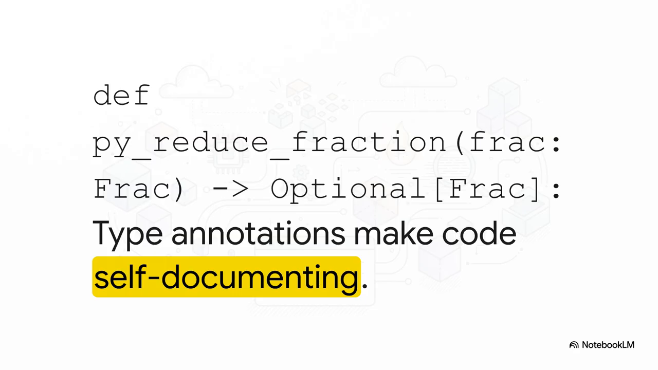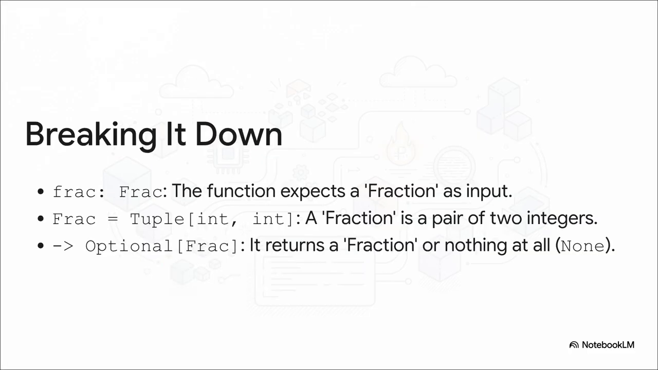Now, when you first look at a line of Python like this, you might think, whoa, what is all that extra punctuation? What's with the colons and the little arrow? These are called type hints, and they are an absolute secret weapon for writing bulletproof code. Let me show you what I mean. It's way less complicated than it looks, I promise.